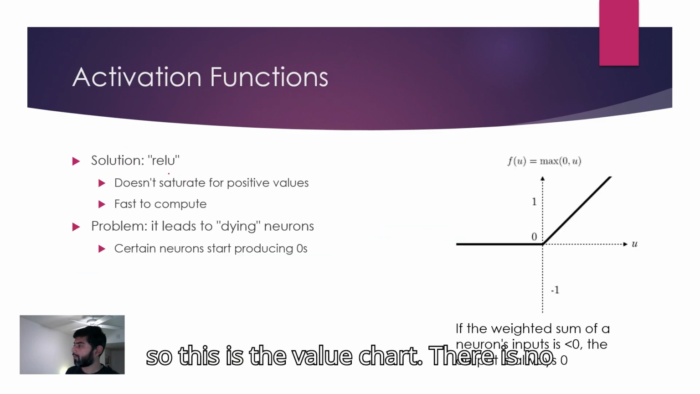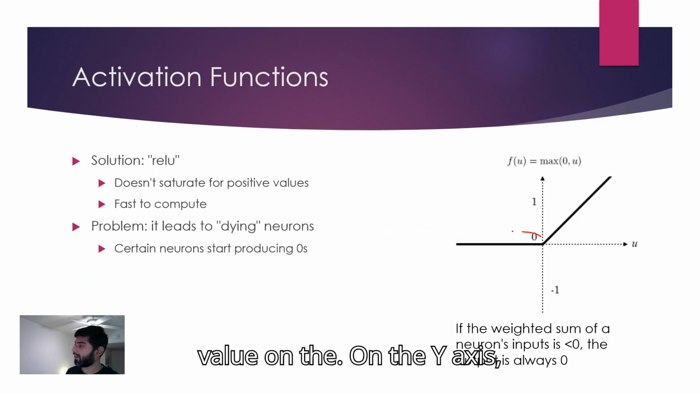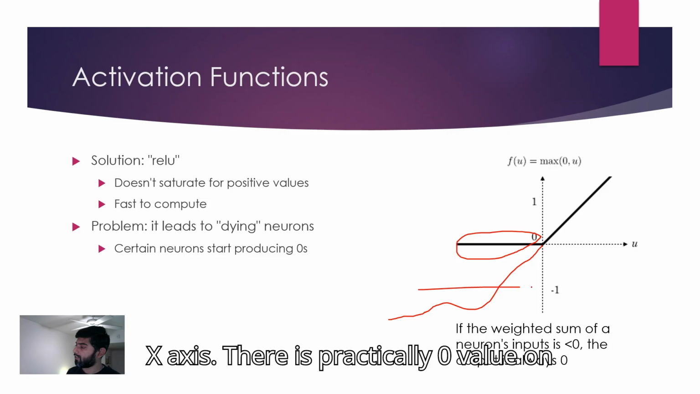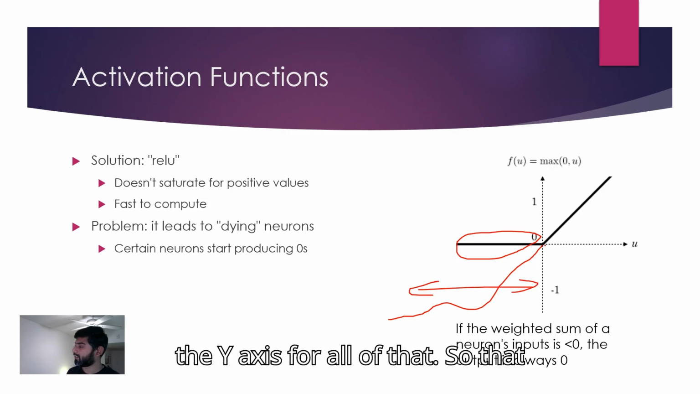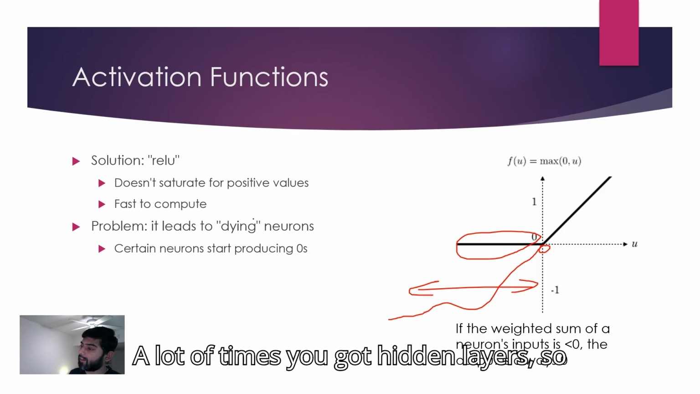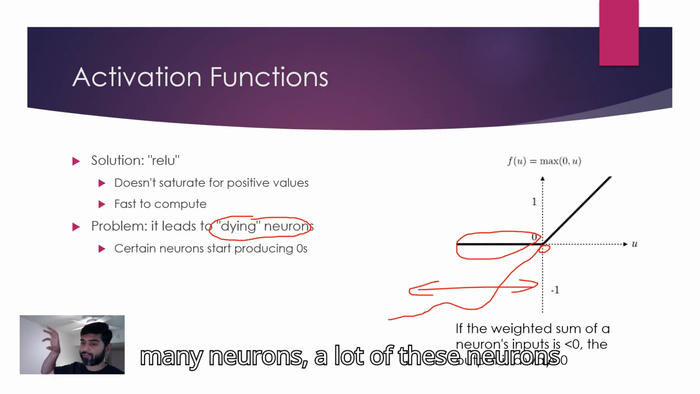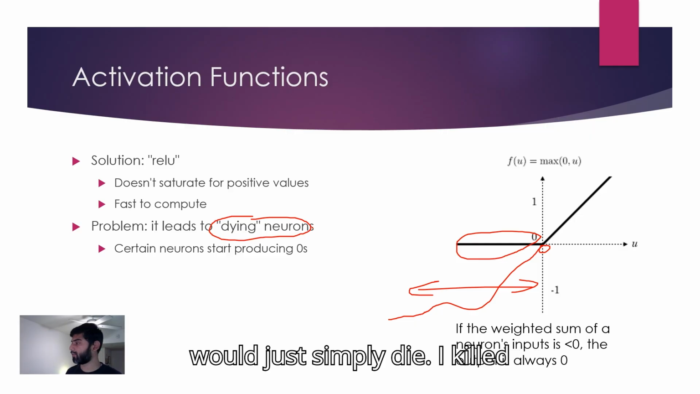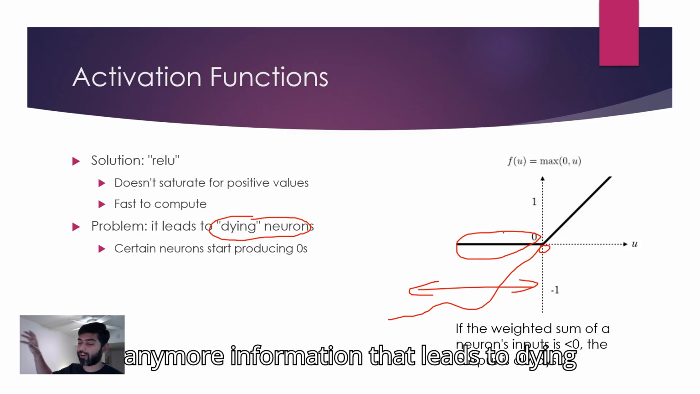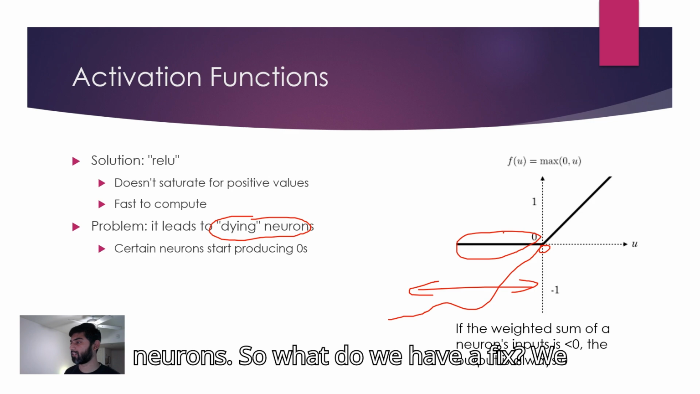So this is the ReLU chart. There is no value on the y-axis if you go negative in the x-axis; there is practically zero value on the y-axis for all of that. So that leads to a problem called dying neurons. A lot of times you got hidden layers, so many neurons, and a lot of these neurons would just simply die and kill themselves because there's no value output. And these neurons are at this point not transmitting any more information. That leads to dying neurons.